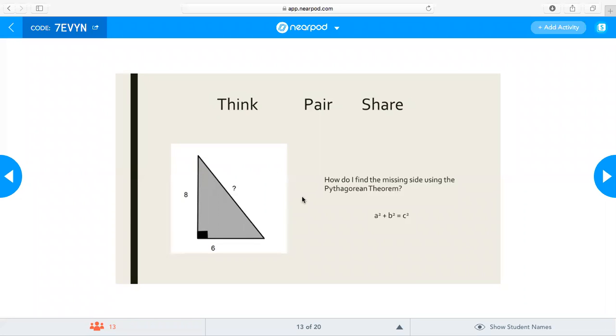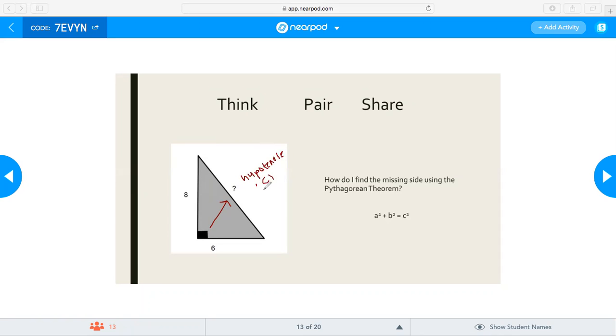All right, so we need to figure out, well, first of all, what's missing. Is it a leg or is it the hypotenuse? How do we know? It looks longer, but how else do we know? Yes, perfect. So this right angle marker right here tells me where the legs are. These 8 and 6 make up the legs, and the hypotenuse is always right across from the right angle. So we know that the hypotenuse is missing.